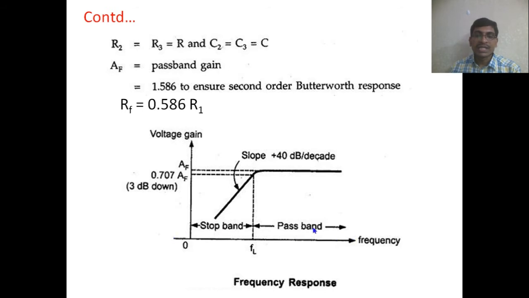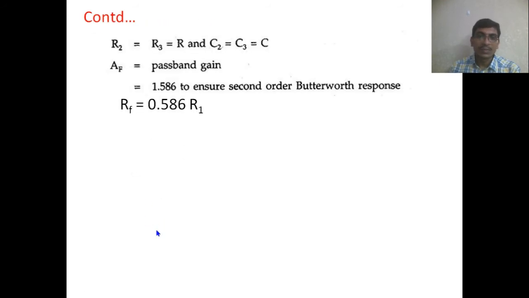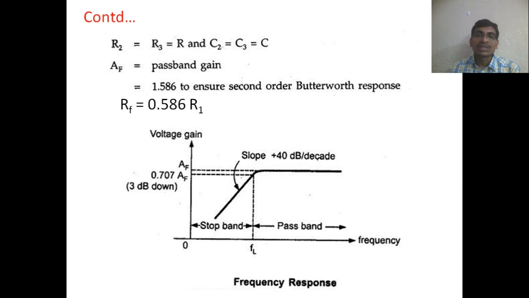So the frequency response of the second order high pass Butterworth filter is given here. On the x-axis it is the frequency, on the y-axis it is voltage gain. In the stop band, the gain is increasing at a rate of plus 40 dB per decade, and it will be almost constant in the pass band. So in the pass band, the gain is equal to AF, and at F is equal to FL, the gain is equal to 0.707 AF. Okay, so this is about the high pass Butterworth filter.